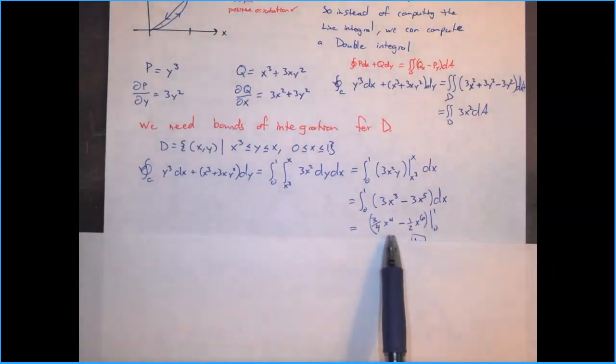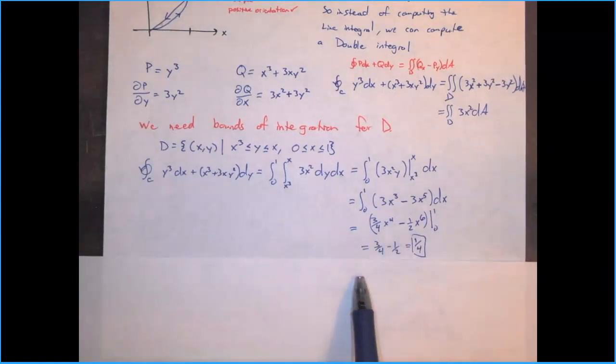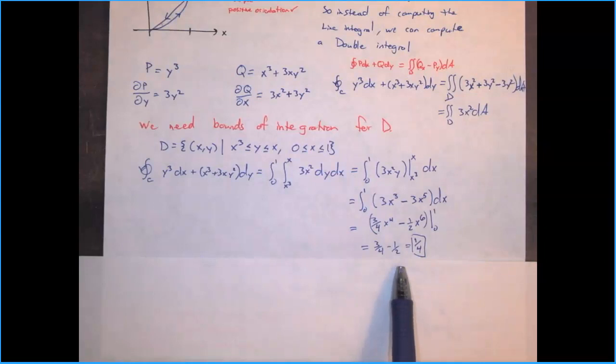That gives me 3/4 x to the 4th minus 1/2 x to the 6th from 0 to 1, which is 3/4 minus 1/2 minus 0 plus 0. And 3/4 minus 1/2 is 1/4. And that's my answer. Now you can go back and compute the line integral.